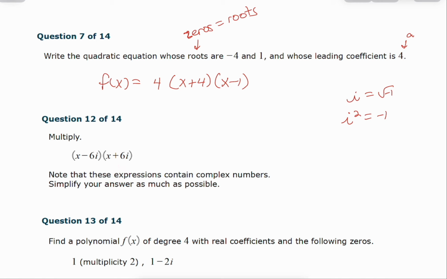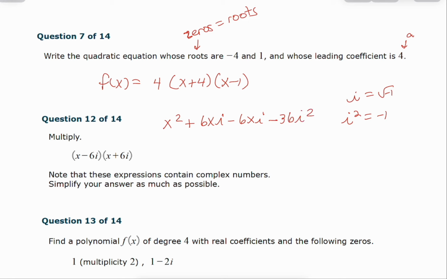Watch what happens. x times x is x squared. x times 6i is 6xi. Negative 6i times x is negative 6xi. Then negative 6i and positive 6i give me initially a negative 36i squared.